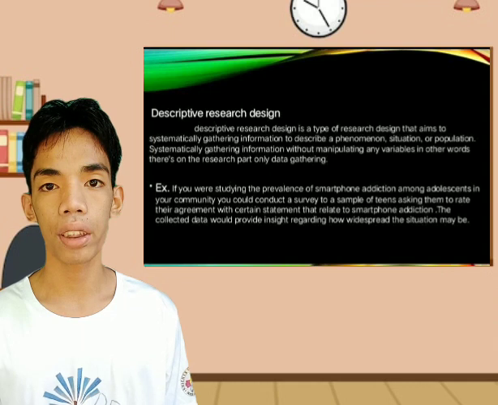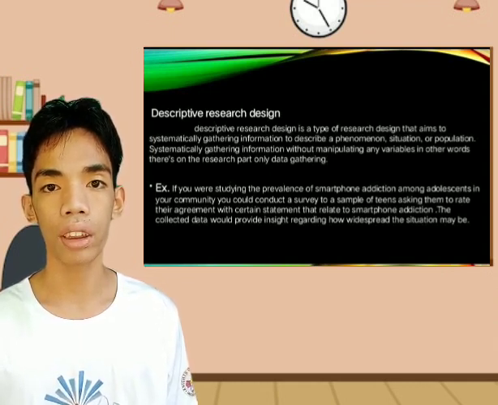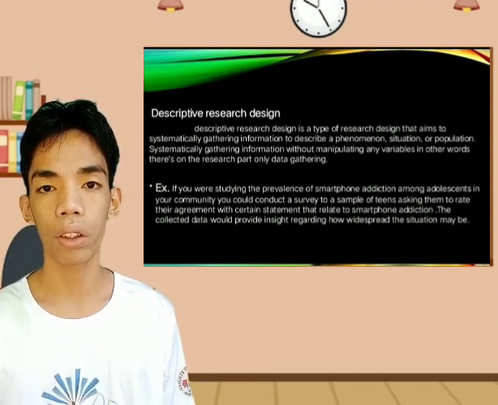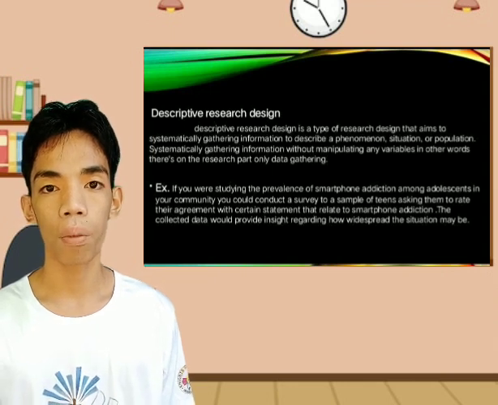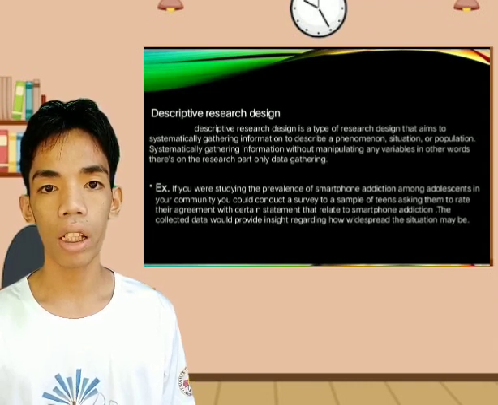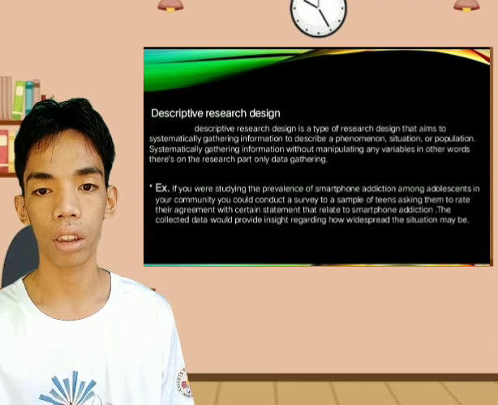First, descriptive research design. Descriptive research design is the type of research design that aims to systematically gather information to describe a phenomenon, situation, or population. Systematically gathering information without manipulating any variables. In other words, on the research part, there is only data gathering.